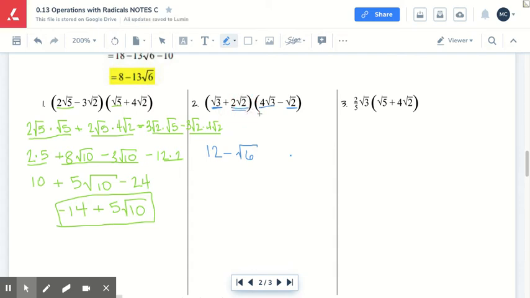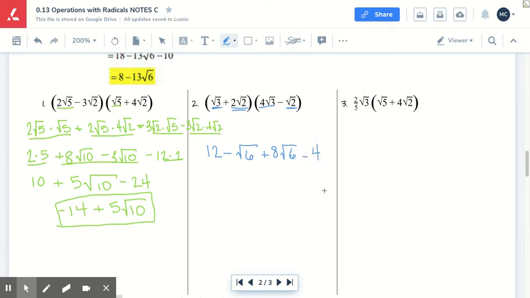Now I'm looking at the second term for this one. So 2 root 2 times 4 root 3. They're both positive, so this is going to be plus. 2 times 4 is 8. And the numbers on the inside, 2 times 3 is 6. And then the last one times the last one there. So 2 root 2 times root 2. It's going to be negative because it is positive times a negative. The root 2 and the root 2 makes a root 4, which is 2. So this is 2 times 2. That's just a 4.